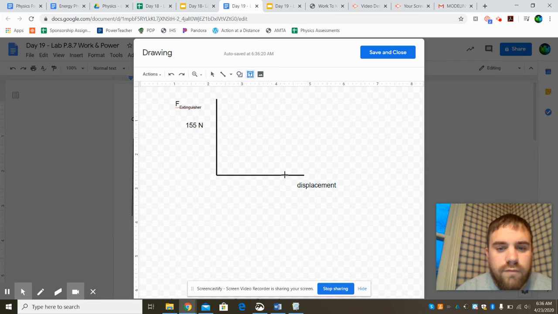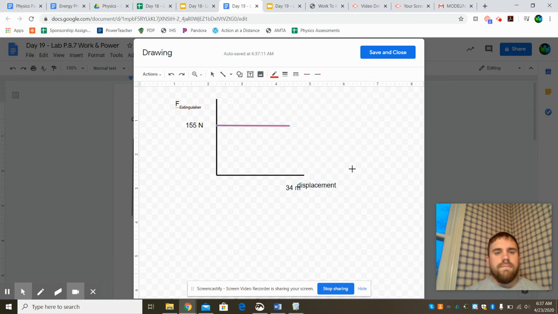Let me identify where 34 meters is. We'll type it in right down here. So that's the displacement of 34 meters right there. So then what this graph would look like is something like this, where I'm showing a constant 155 Newton force for 34 meters. Now, you may be thinking, that's interesting.